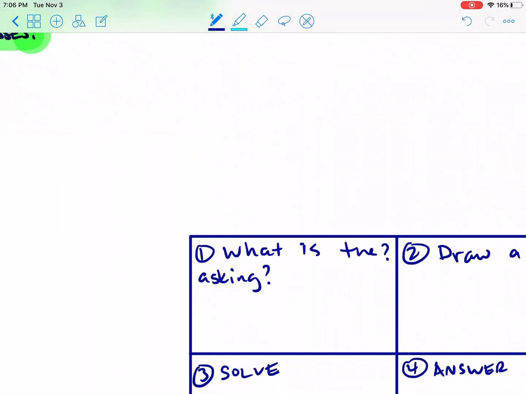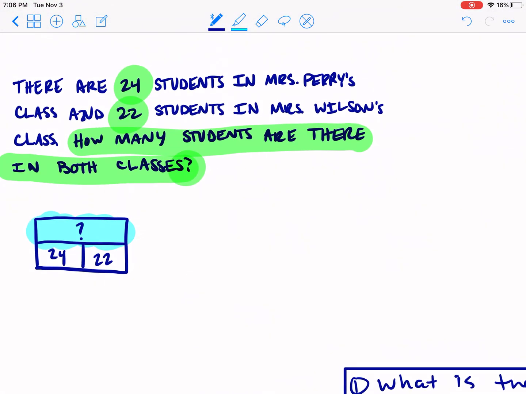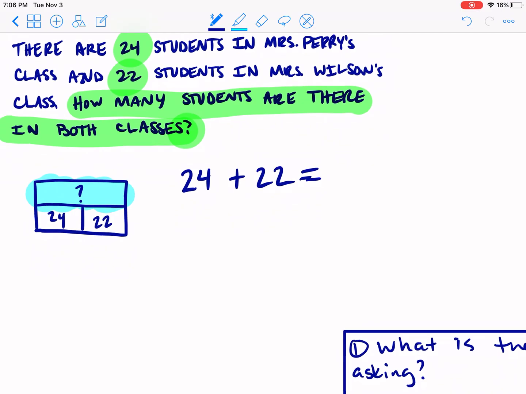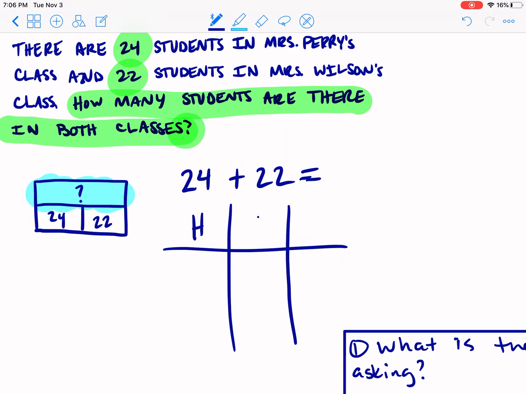Moving on to step 3, we would solve it. But to solve it, we need to create our math sentence. And you all know how to do this. So our math sentence would say 24 plus 22. And we're going to find the sum. This is where I want you all to pause and solve on your own. Use your sleeve or your whiteboard, and draw your place value chart, and you're going to solve 24 plus 22. Push play when you're ready to begin again. So push pause, solve, and then push play.